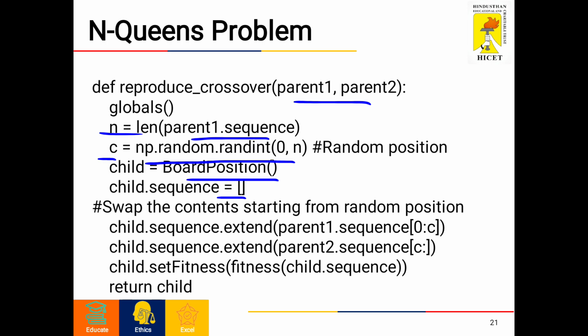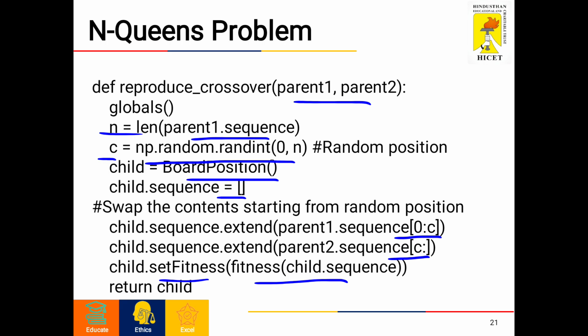Then we find the sequence based upon parent 1 and parent 2. From the beginning to the crossover point, the string is extracted from parent 1. From C plus 1 to the end of the list, we take from parent 2, and these two parts are appended to make the child sequence. Once we find the sequence, we have to find the fitness, so we call the fitness function. Once we find the fitness, it is assigned with the help of the set fitness method.